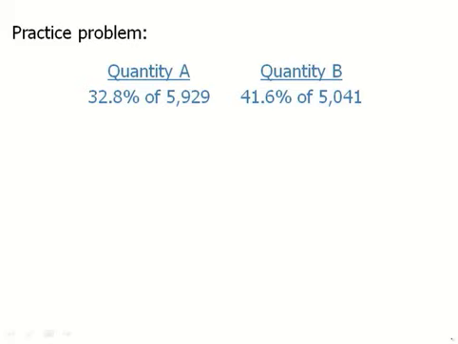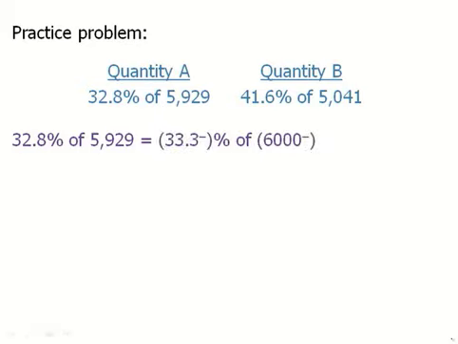For example, 32.8% of 5,929 in quantity A. Well, notice that percent, 32.8, that's slightly less than 33 1/3%. And of course, 5,929 is slightly less than 6,000. So I'm just going to write it like this. Slightly less than 33 1/3% of slightly less than 6,000.